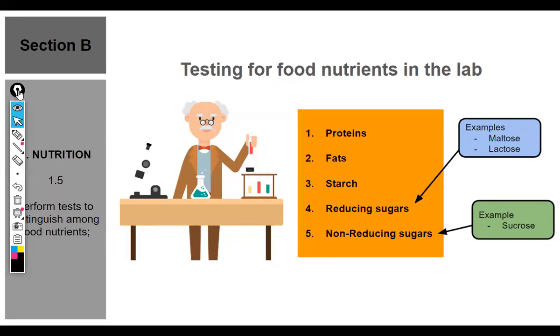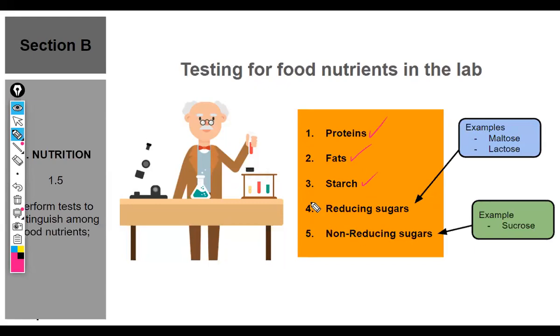So you need to know 5 tests, 5 standard tests for the CSEC exams. So today we're going to learn how they test in the lab, how they test for proteins, how they test if foods have fats in them, or if foods are starchy, things like cassava and dasheen. Those things are starchy foods, things like pasta.